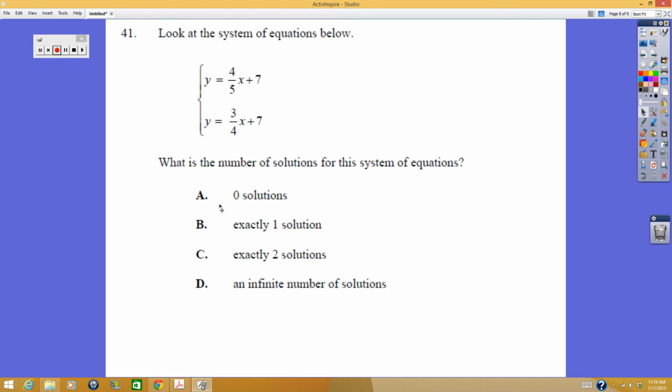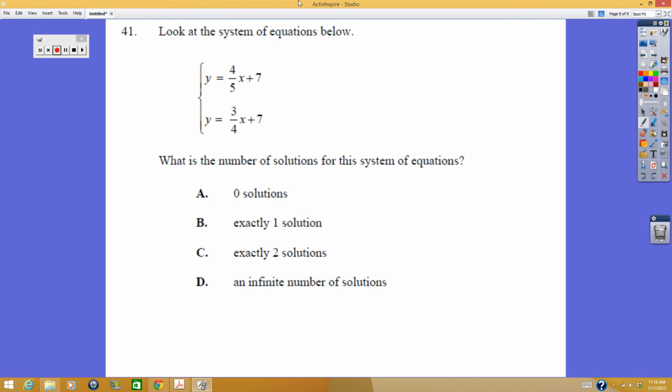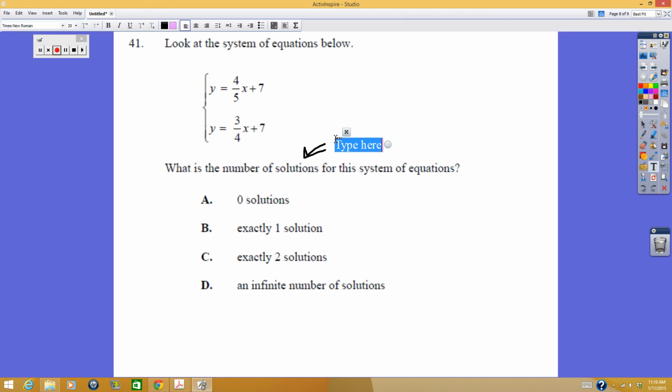I don't have the calculator app on my computer at home, so I can't put this in, but it tells you to look at the system of equations below, and what is the number of solutions? So basically that's just asking you the number of times that they cross, or you could think of that as intersect.